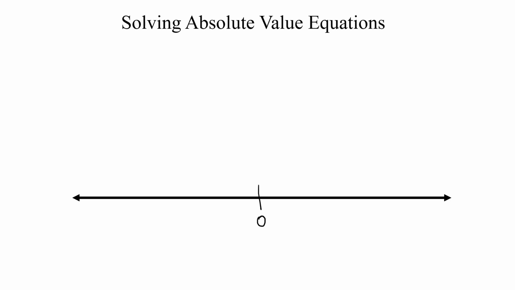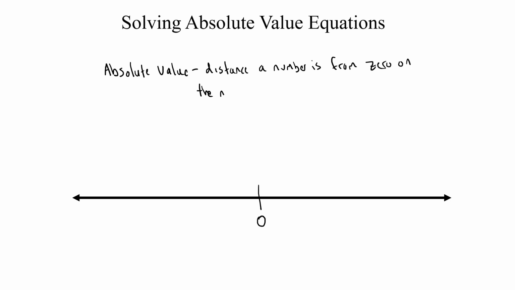An absolute value, by definition, is the distance a number is from 0 on the number line. For instance, we have a number over here, we'll call it A. The distance between 0 and A is defined as the absolute value of A.